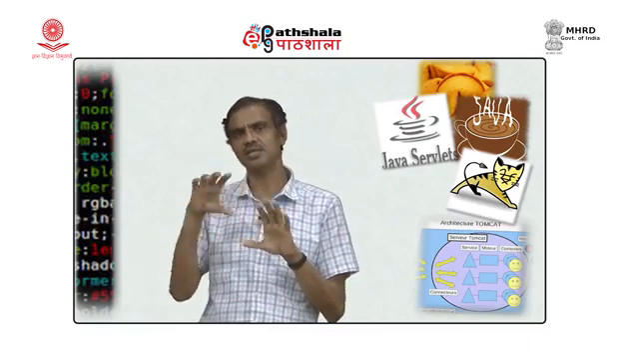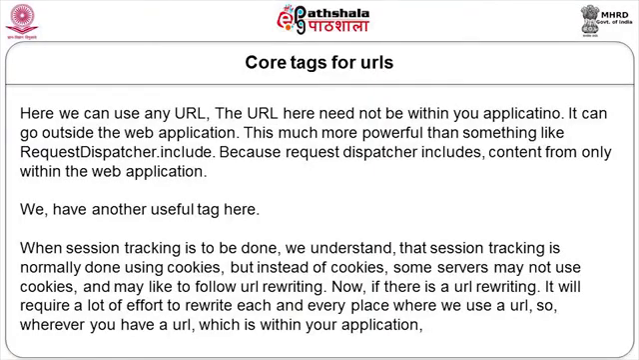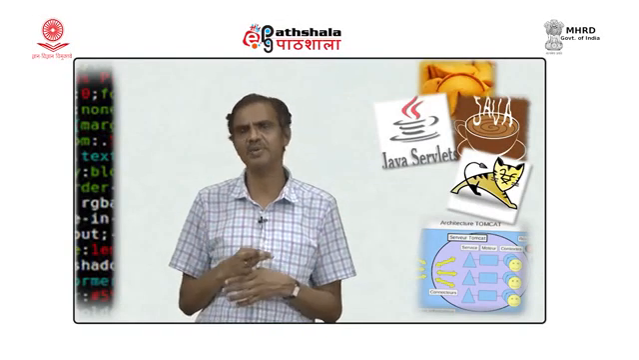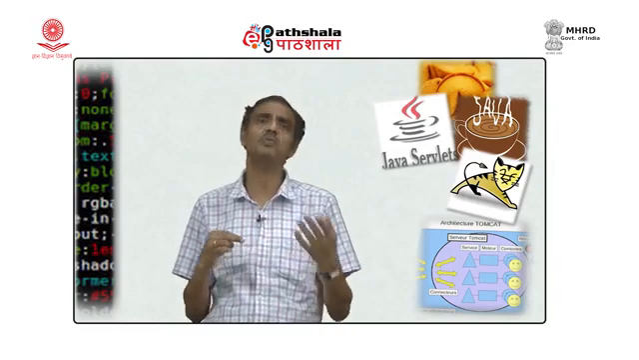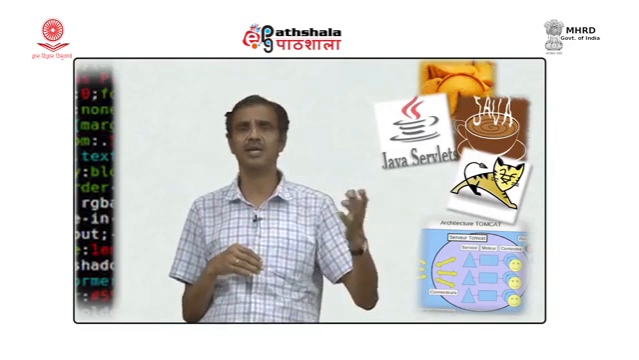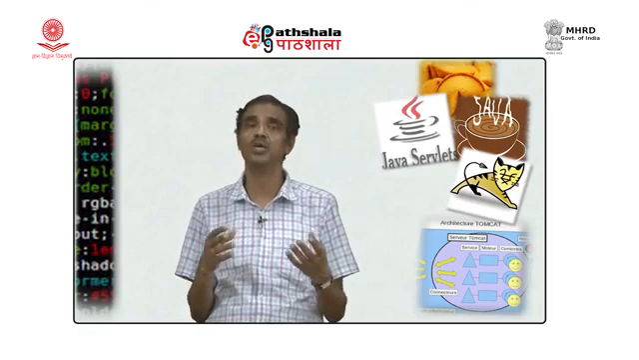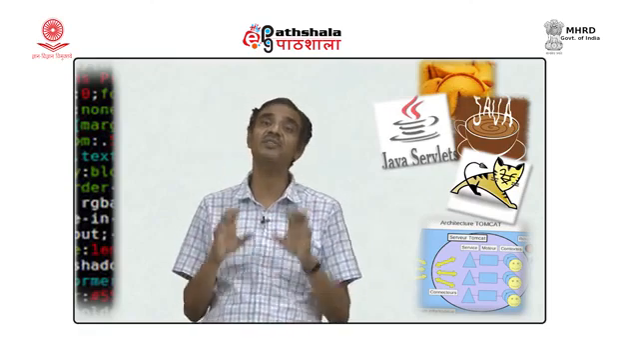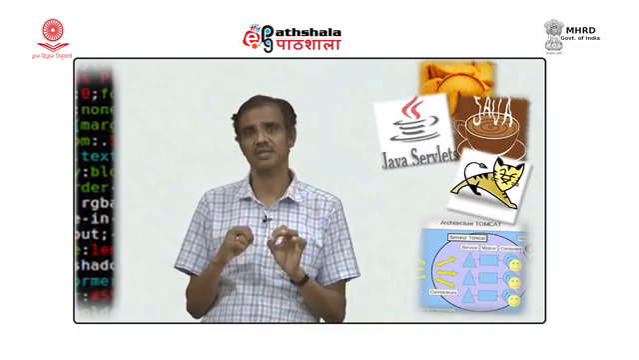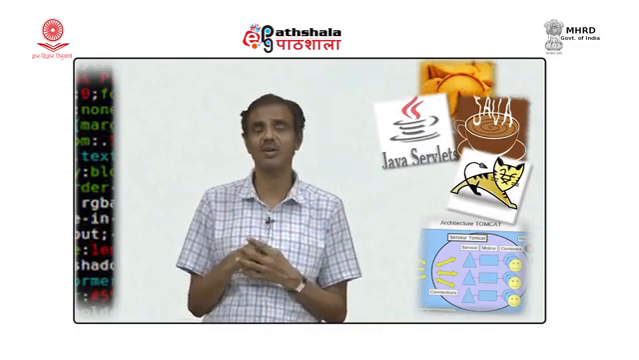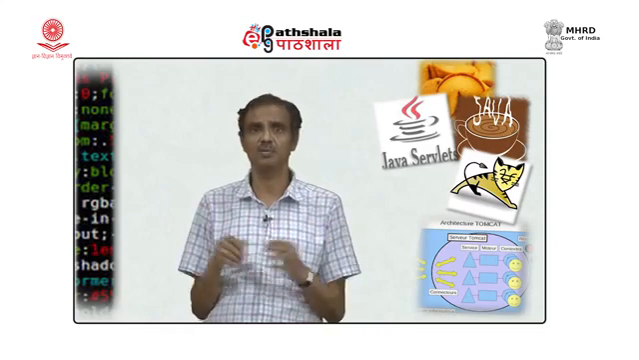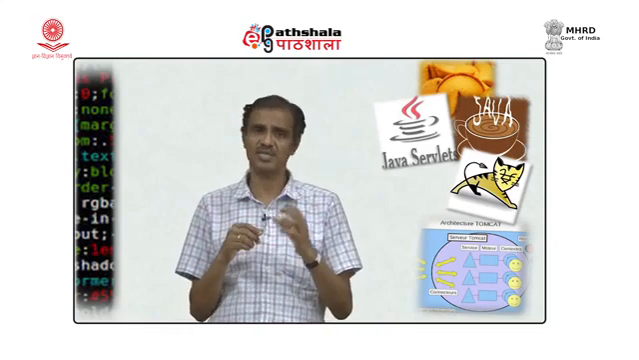Now, this is giving you full access in the sense that you can give any URL. Your URL need not be within your web application. It can go outside the web application, even outside the server, to any particular thing. So, that way it is much more powerful than something like a request dispatcher dot include, because request dispatcher include works only within your current application, within the context, not outside the context. So, this one is global. Okay. So, that is C:, import.